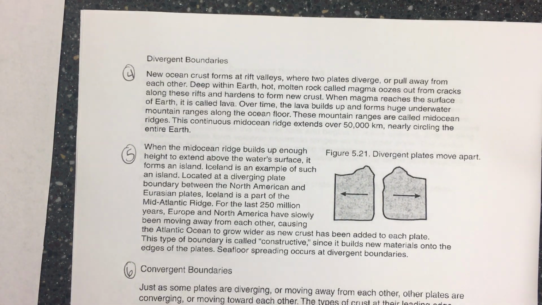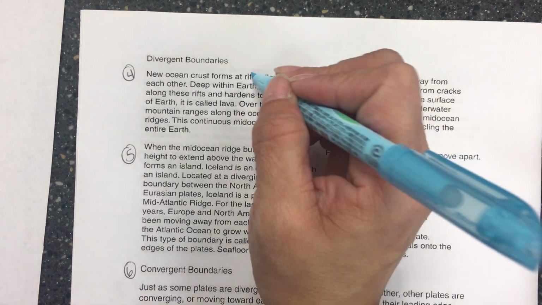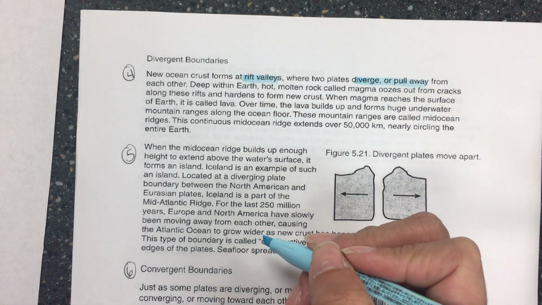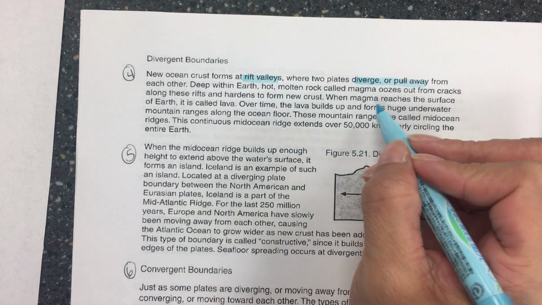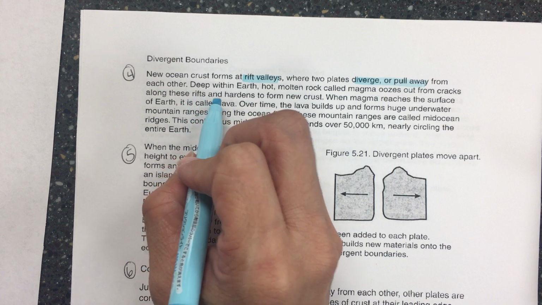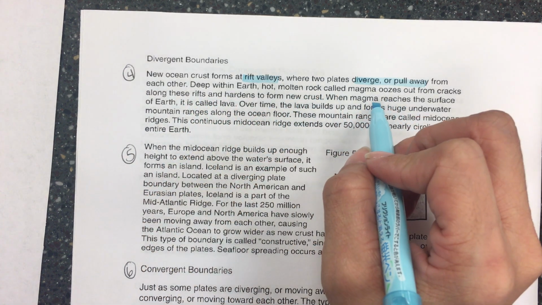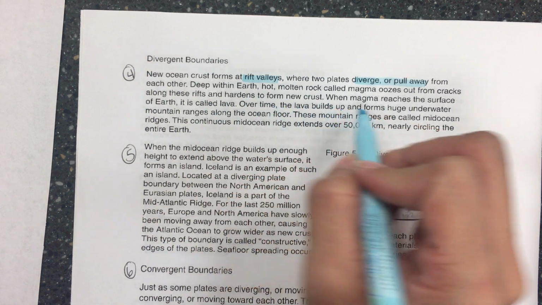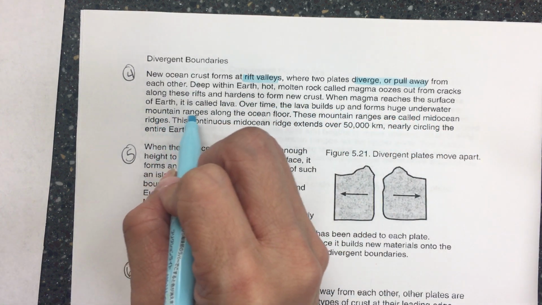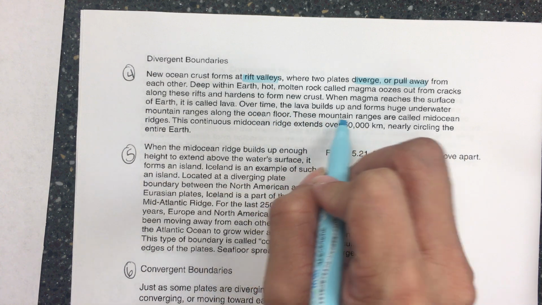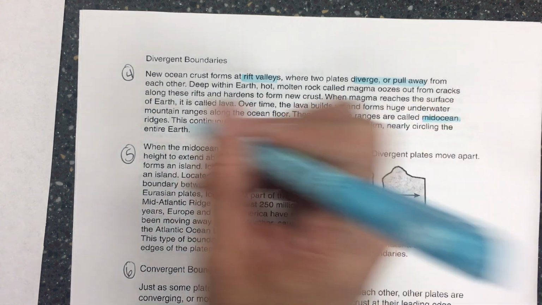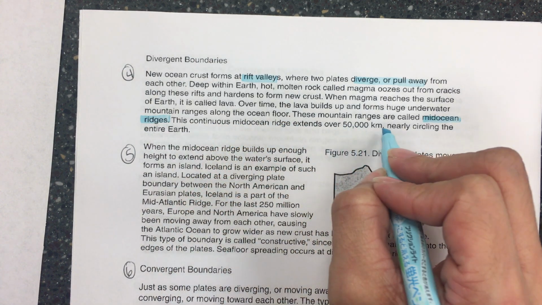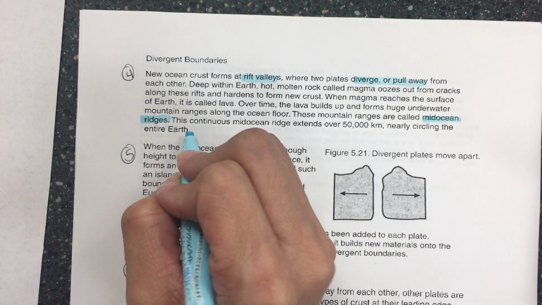Divergent boundaries. New ocean crust forms at rift valleys, where 2 plates diverge or pull away from each other. Deep within the earth, hot molten rock called magma oozes out from the cracks along these rifts and hardens to form new crust. When magma reaches the surface of Earth, it is called lava. Over time, the lava builds up and forms huge underwater mountain ranges along the ocean floor. These mountain ranges are called mid-ocean ridges. This continuous mid-ocean ridge extends for 50,000 kilometers, nearly circling the entire Earth.